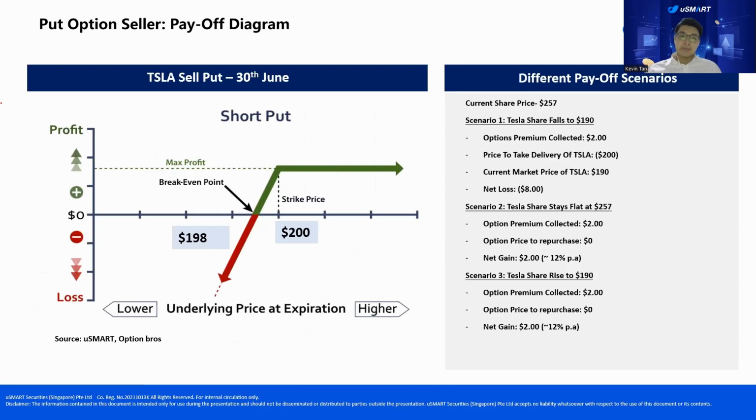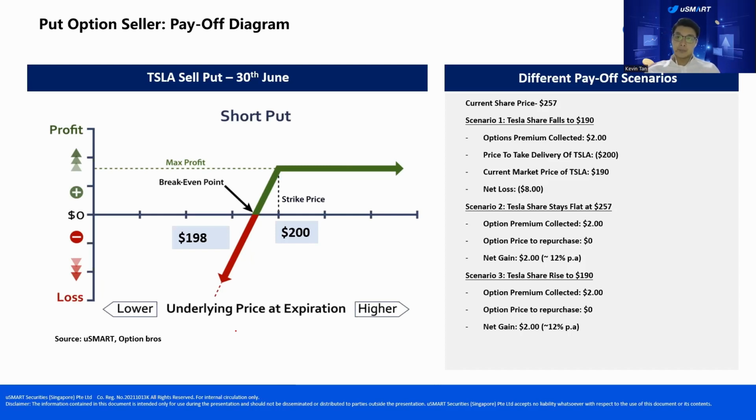So this is a very simple payoff diagram that I would like to share with you to basically sum up the things that we talked about just now. So assuming that you sell a put option on Tesla, we typically call it a short put. And let's say that the strike price is $200, which is the price that you are comfortable taking Tesla shares. Now, the current share price for Tesla is $257. So assume the first scenario, where Tesla share actually fell to $190. How would that impact you as an investor?